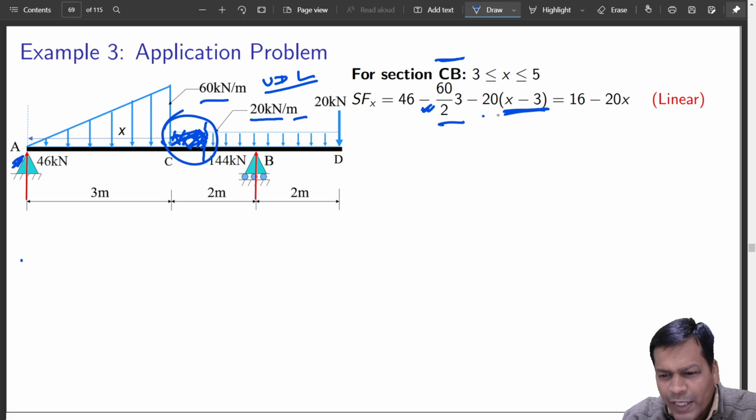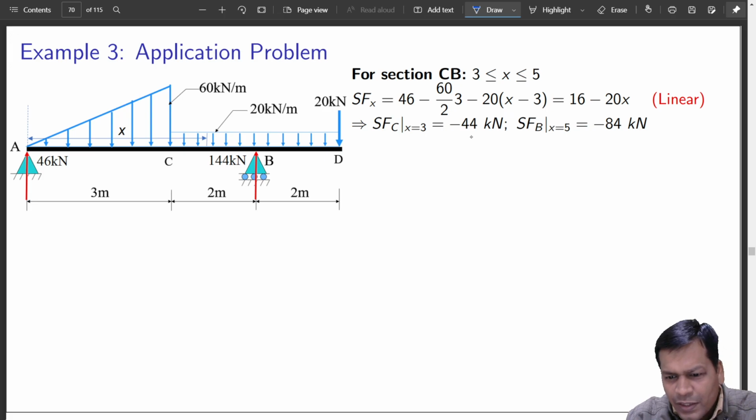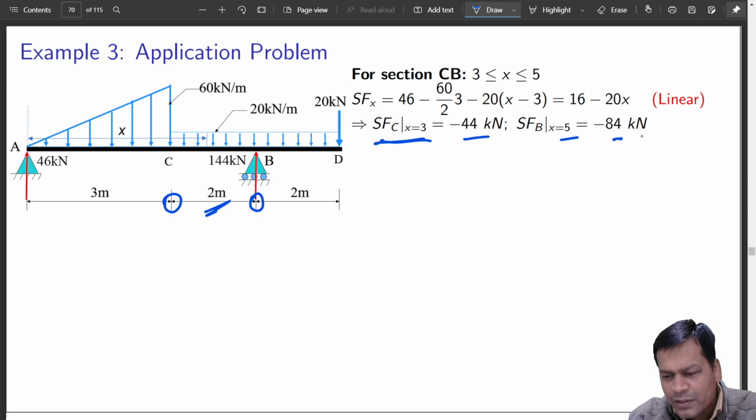So that is acting downwards. Now simplifying that I get 16 minus 20x, and you see it is linear. This is linear. So that is the load. This is the load at the extremes, that is x equal to 3. I should start from here and end till here. So that 2-meter span, these were the loads.